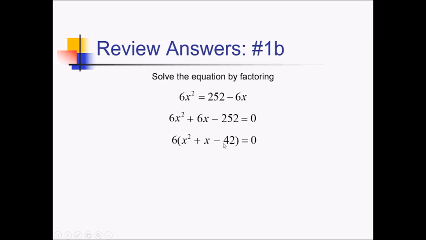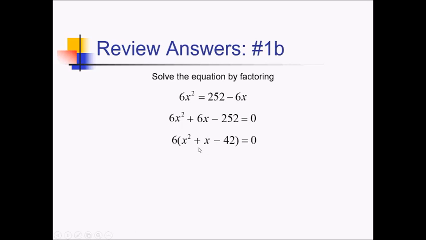So things that multiply to negative 42 and add up to 1. Well, 1 and 42 doesn't work, neither does 2 and 21. 3 and, let's see, 14, that's not going to work. 4 doesn't go into 42. 6 and 7. Well, if I have negative 6 and positive 7, that adds up to 1.